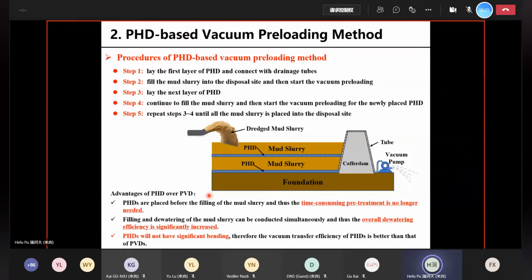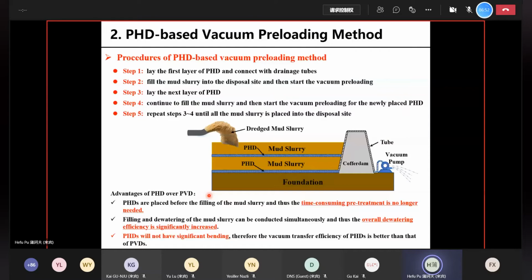And thirdly, when we use PhDs, the horizontal drains, we will not have significant bending because the drain board will settle together with the soil, with the mud. And therefore, the vacuum transfer efficiency of PhD will be better than that of PVDs.